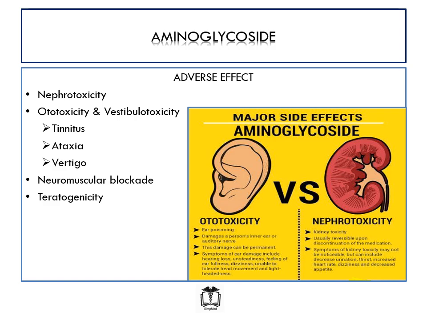tinnitus, ataxia, and vertigo. Remember that the inner ear is involved in 2 major functions: the ability to hear, the ability to perceive audition or sound, and also the ability to maintain balance. So if balance is affected, you have ataxia or vertigo. If hearing is affected, you can have tinnitus as well.